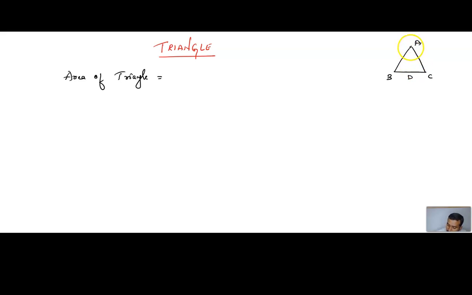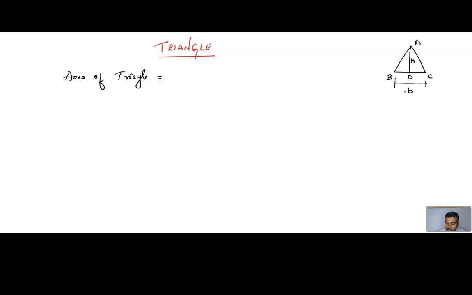Okay, I will draw AD, because I am speaking about the basic triangle. So AD is the height of the triangle. And what about BC? BC is the base of the triangle. AD is the height of the triangle.